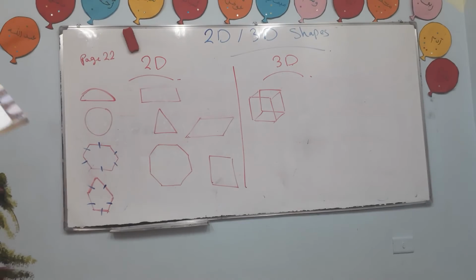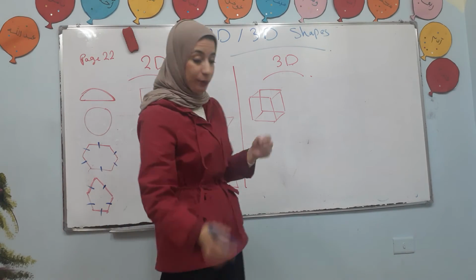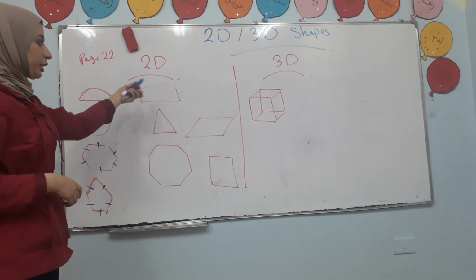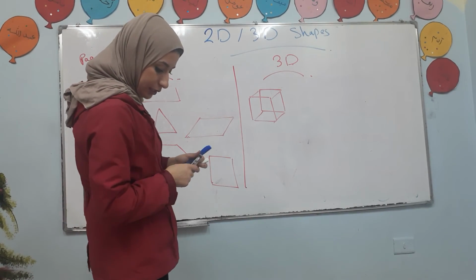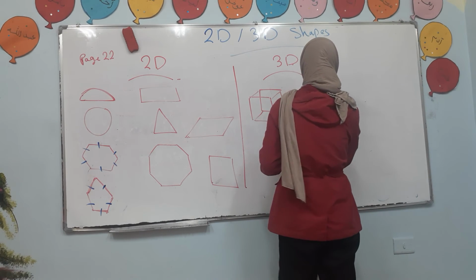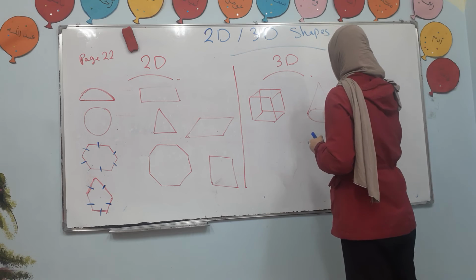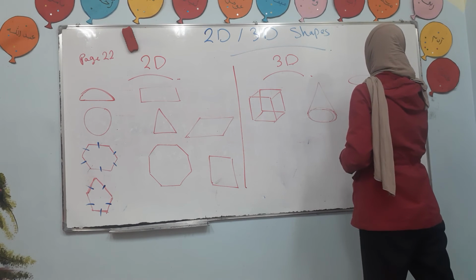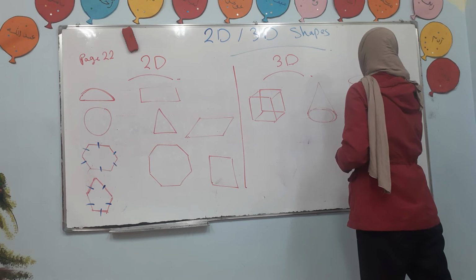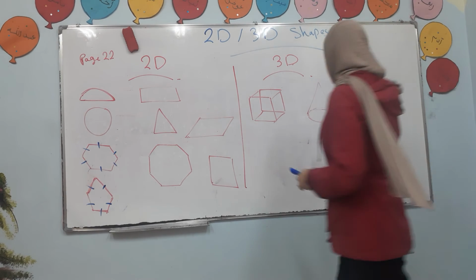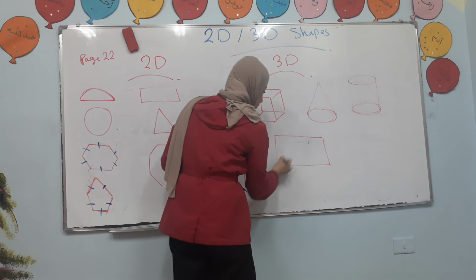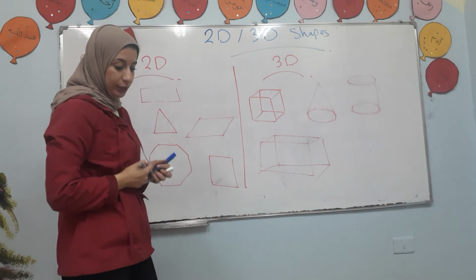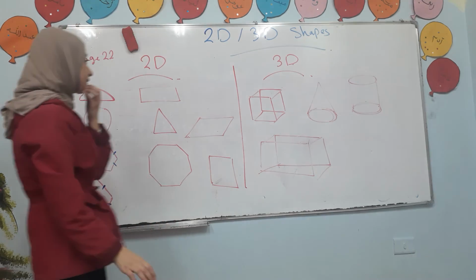So the difference between 2D and 3D shapes is all about how many faces you can see. If I can see only the interface, it's called a 2D shape. If I can see the whole faces, like cones, the cone-shaped one, or spheres, the round shape, or cylinders, the cylindrical shape. The most important thing is to differentiate between 2D and 3D shapes. You also have a cube. Okay, these are the 3D shapes.